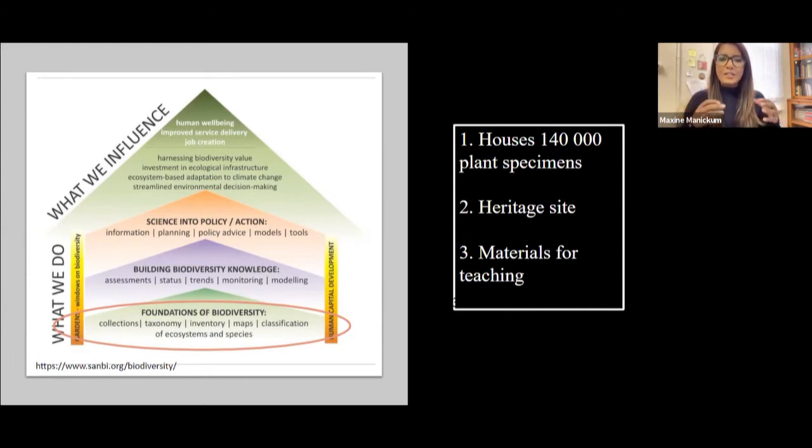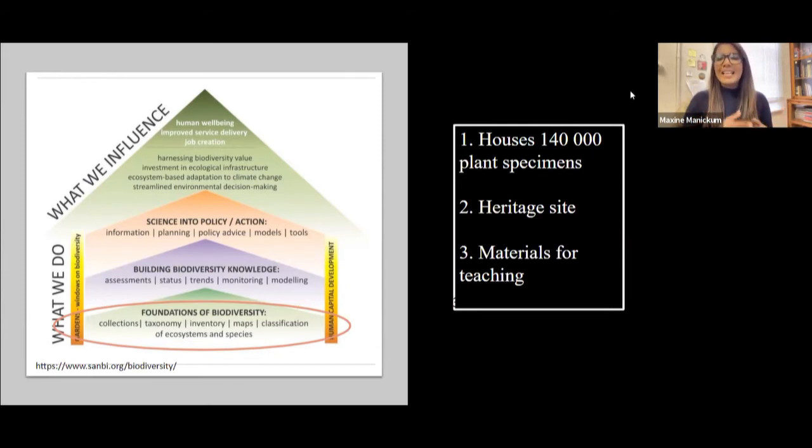What does this tell us? What does collections being the foundation reveal to us? That shows us that collections affects the top tier, which are assessments, monitoring, modeling, trends, and status. Those assessments done on collections and taxonomy then affect the policy advice, the planning, the information, the models, and the tools. And that policy advice is taken to influence human well-being, improved service delivery, and job creation. So from this diagram, we can see how fundamentally important collections are and what role they play.